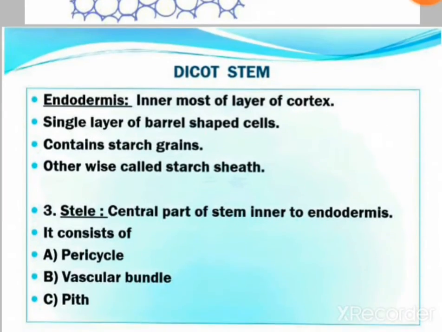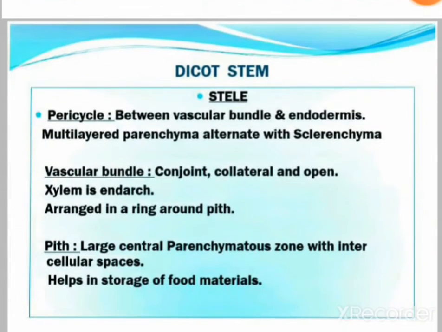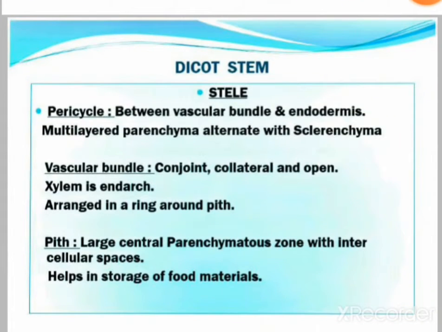Next, stele. The central part of stem inner to the endodermis is called stele. It consists of pericycle, vascular bundle and pith. First, pericycle. It is found between vascular bundle and endodermis of stem.